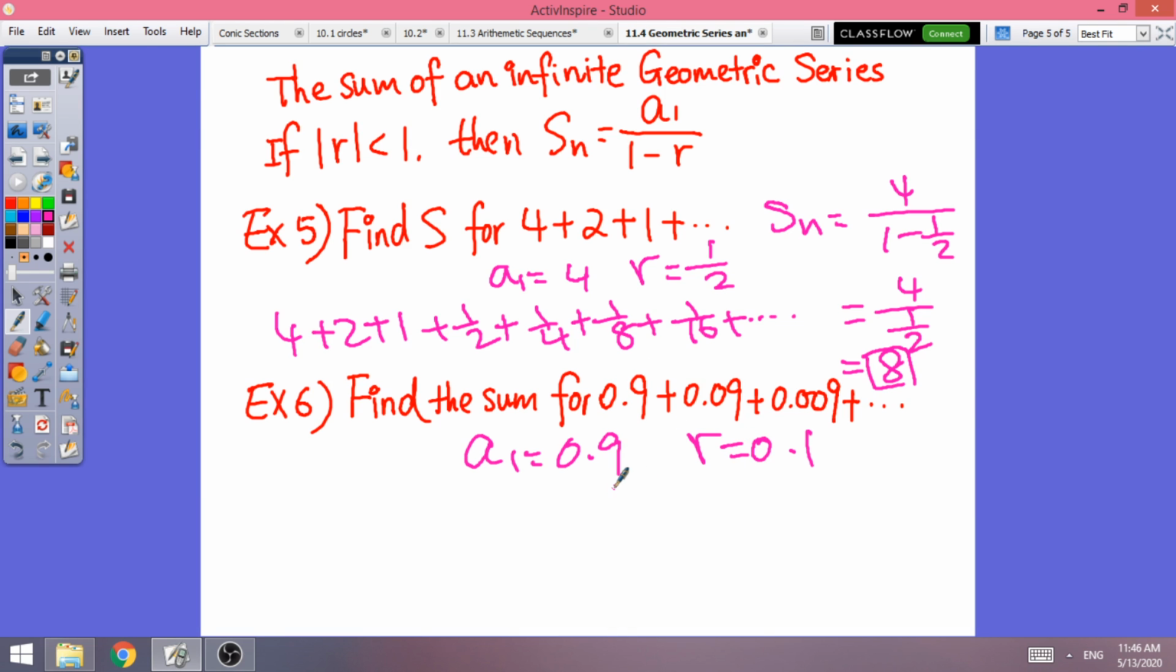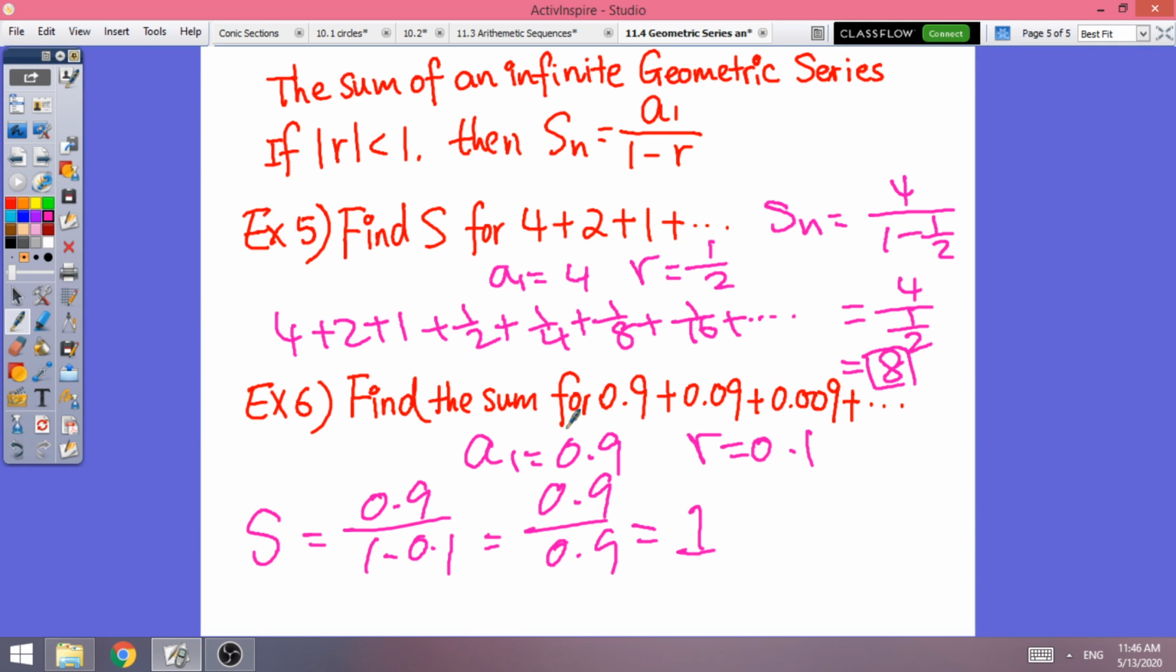Again, with all the information that we have, find the sum. We got a sub 1, which is 0.9, over 1 minus 0.1. So 0.9 divided by 0.9, so eventually the sum is going to be 1. If you try to add all the decimals together, we got 0.999999, keep going, right? So eventually, what is that about? It's 1.